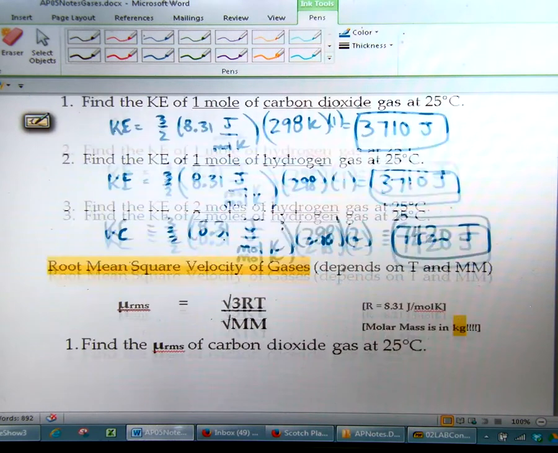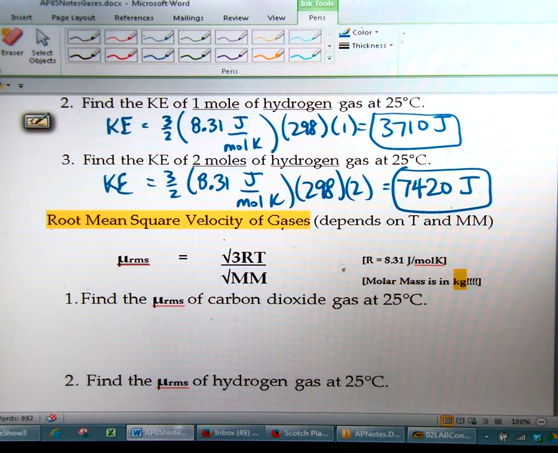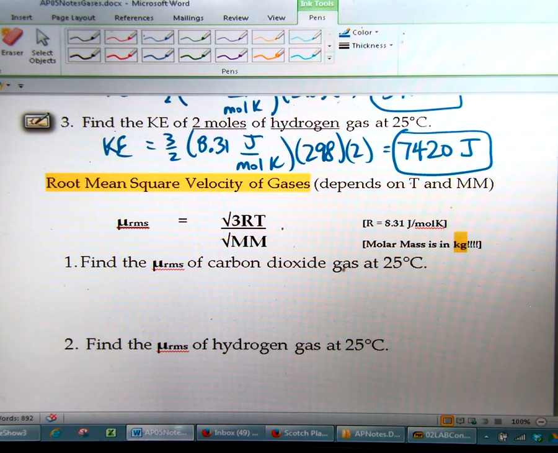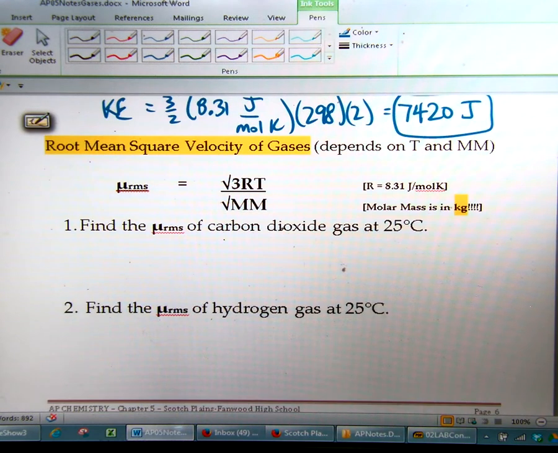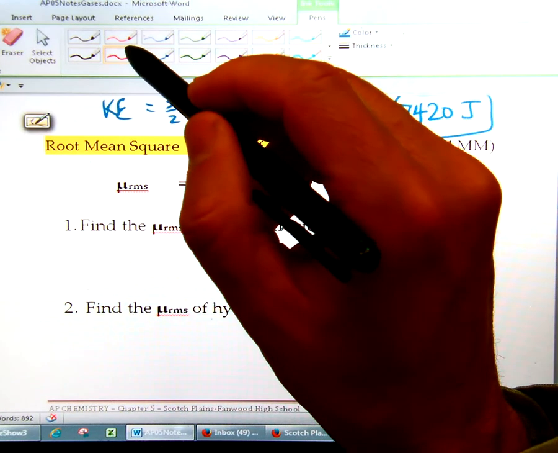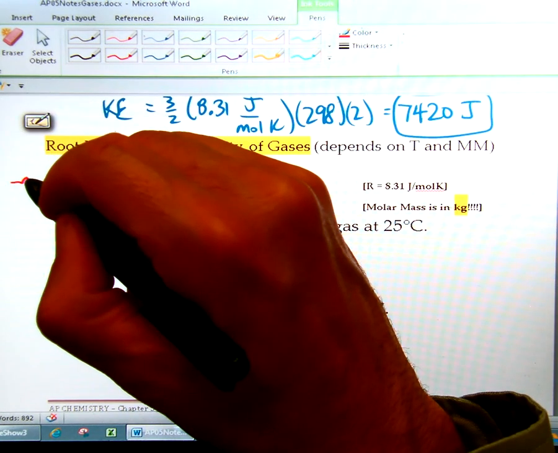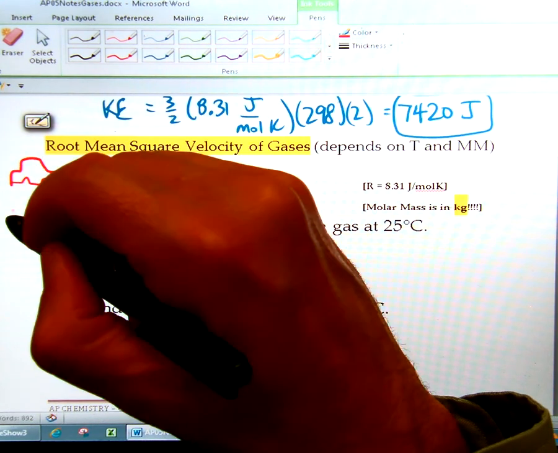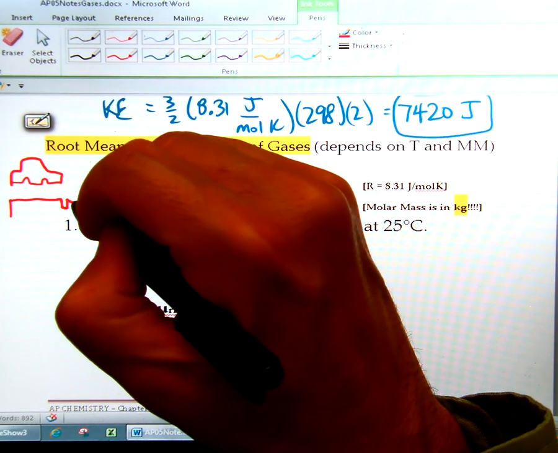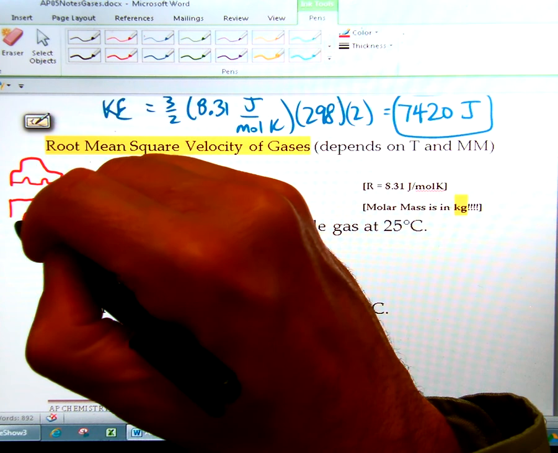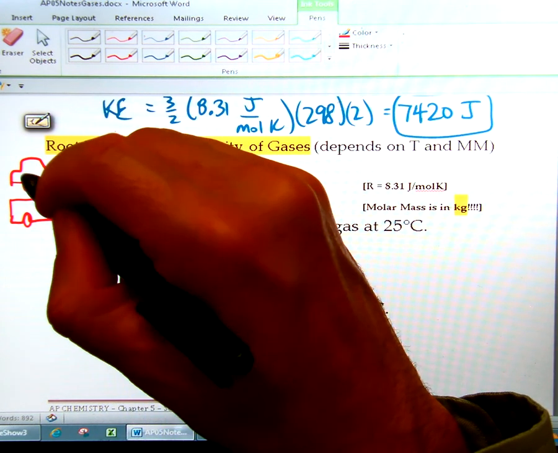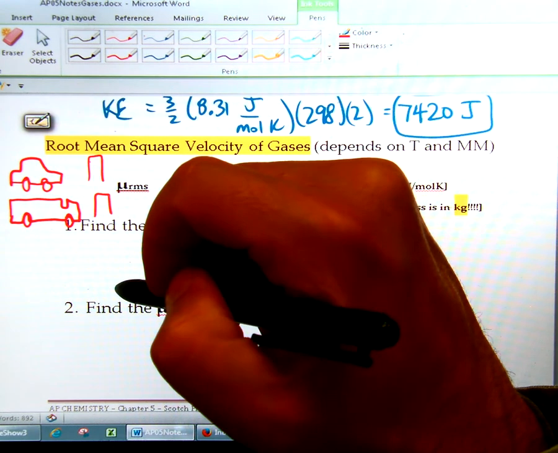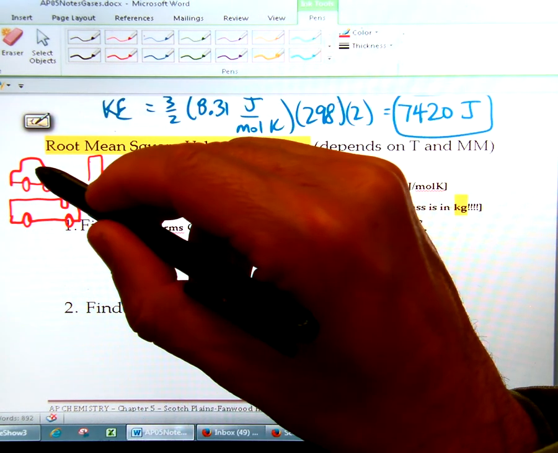Now we're going to shift gears to talk about the root mean square velocity, which has to do with the speed of a molecule. The speed of a molecule. In order to understand this, let's just take a quick analogy of a car and a truck. So here's a car, and here's a truck. If they're both traveling, and they each want to knock down a wall, same wall, the car weighs a lot less than the truck.